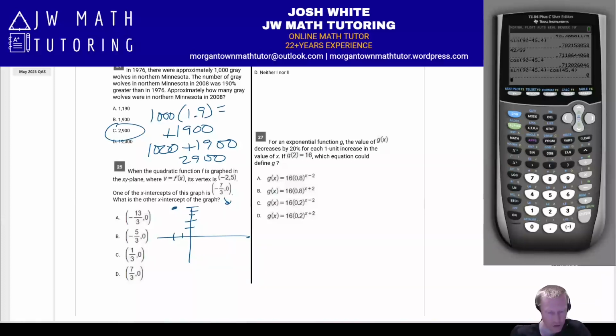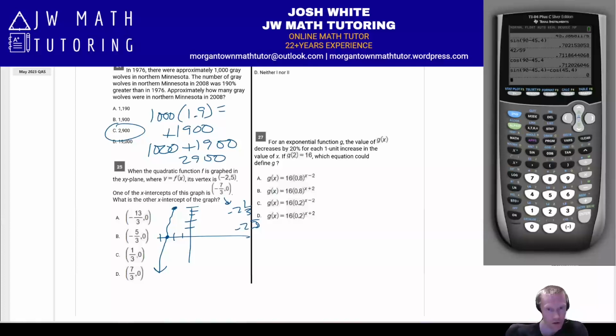Now, -7/3, if you divide that out, is basically -2 and 1/3, or like -2.3 repeating. So that means it's just going to be to the left of -2. And of course, it's going to be down here at 0. So like 3 would be way over here. So the shape of the graph is going to look something like this. The other x-intercept has to be to the right of the vertex to make your symmetric quadratic function, your symmetric parabola.